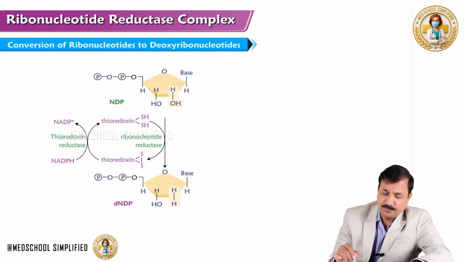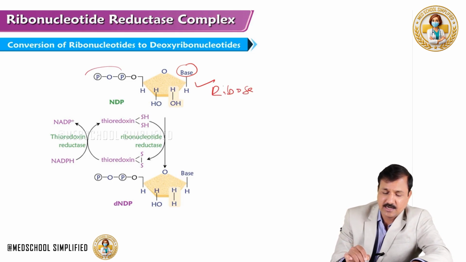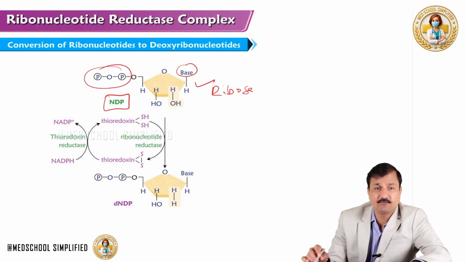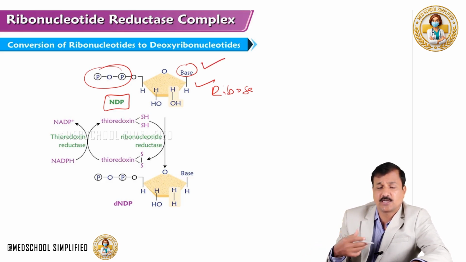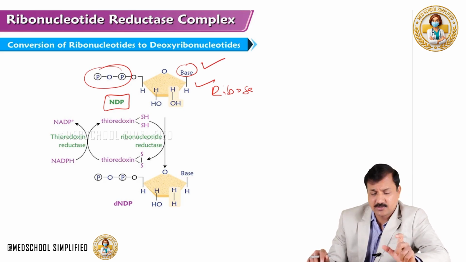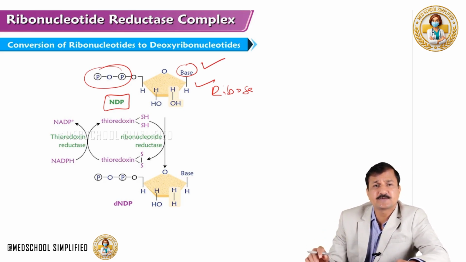So here is the base and the sugar. The sugar is a ribose sugar attached to the base, and it has two phosphates there. That's why the general name is nucleotide diphosphate, depending on what base is attached here. So it will change. It can be adenosine diphosphate, guanosine diphosphate, cytidine diphosphate, or uridine diphosphate. So different types of diphosphate forms can be present there.